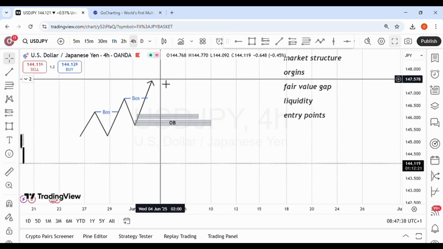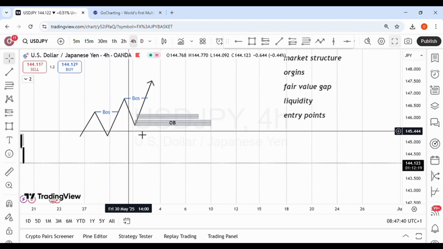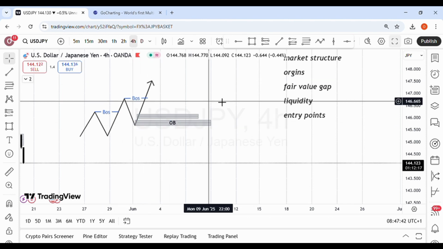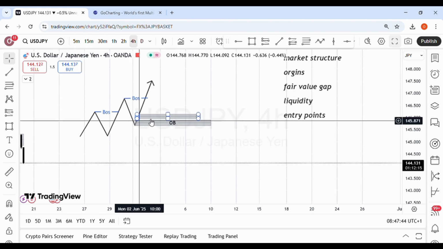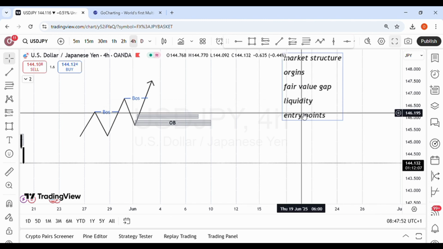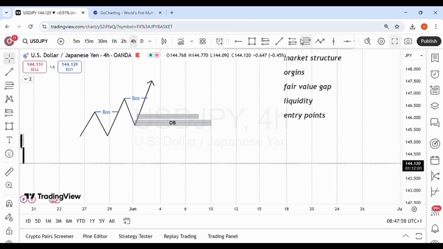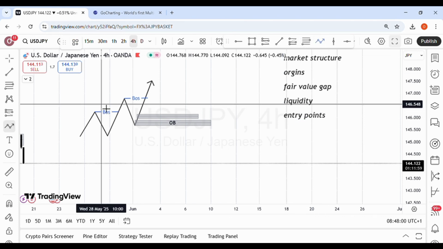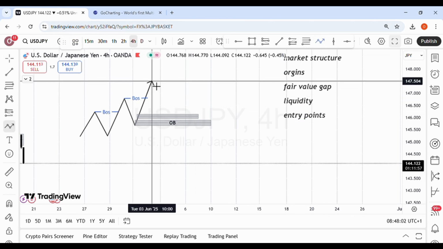We have marked our structure, a bullish structure. We have marked our origin, which is this particular order block here, and we have marked out our fair value gap. What is the next thing for us to do? The next thing is to go down to the 15-minute time frame to find our liquidity and our entry. Once we are able to find our liquidity and our entry, we are good to go. Now, in the 15-minute time frame, you will see something like this.